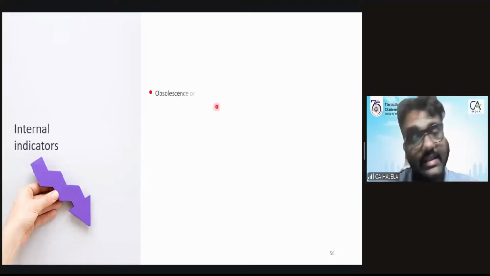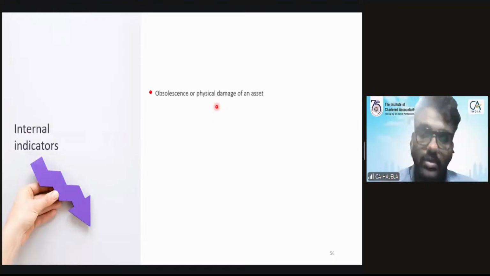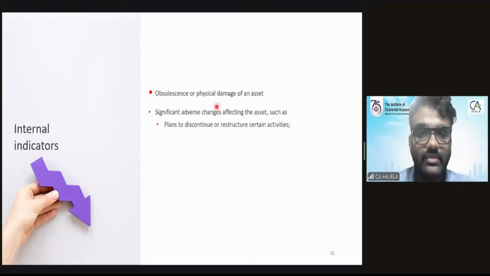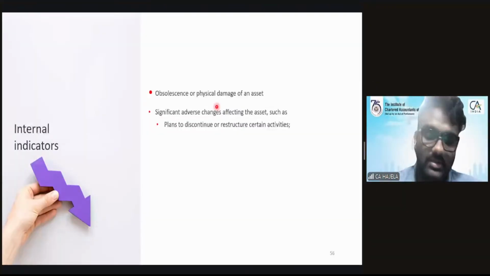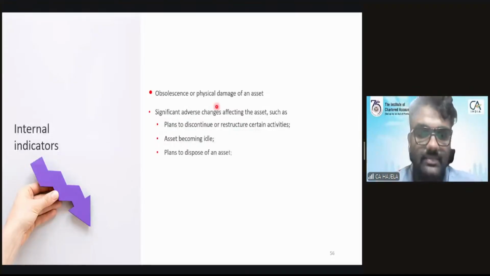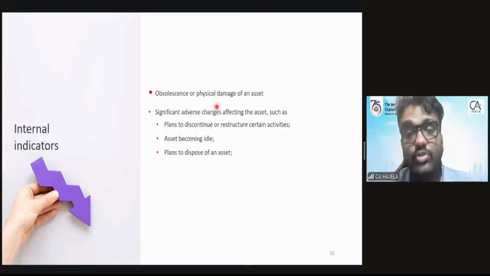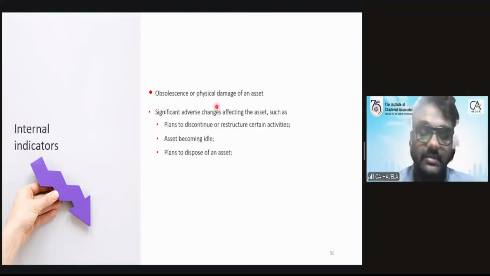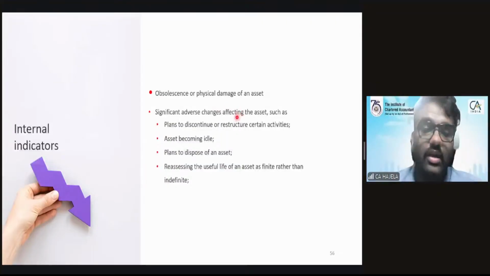Now let's see internal indicators. Asset got burnt, asset got damaged, asset got stolen, damage हो गया है asset का, right? I am discontinuing a particular business, so the assets related to that business. Asset is not being used only, it is becoming idle. I am planning to dispose of that asset at a very cheap rate because of market conditions, right? जो asset अभी तक मुझे indefinite लगता था useful life, अब उसकी useful life finite हो गई है.